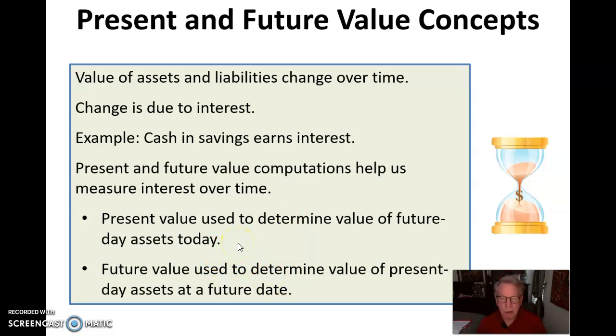Present value is used to determine the value of future day assets today. And that's what we use a lot in the business world. Future value is used to determine the value of present day assets at a future date. We can use that for personal items as well.